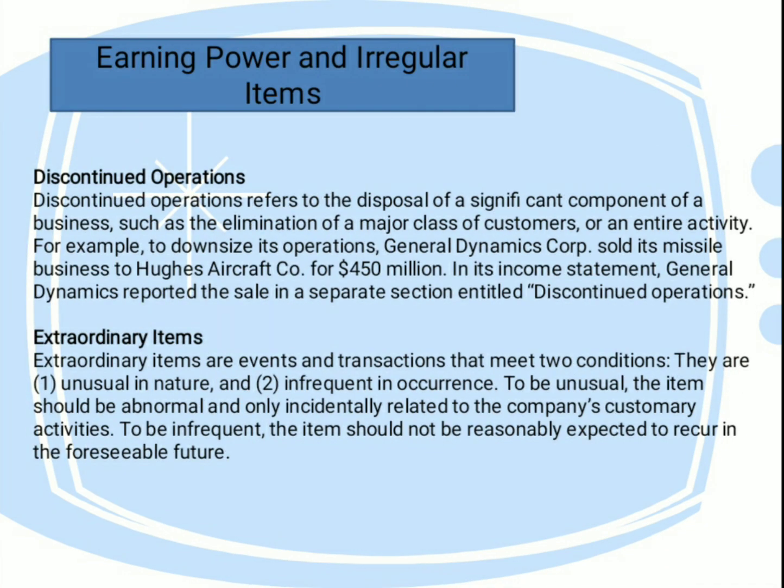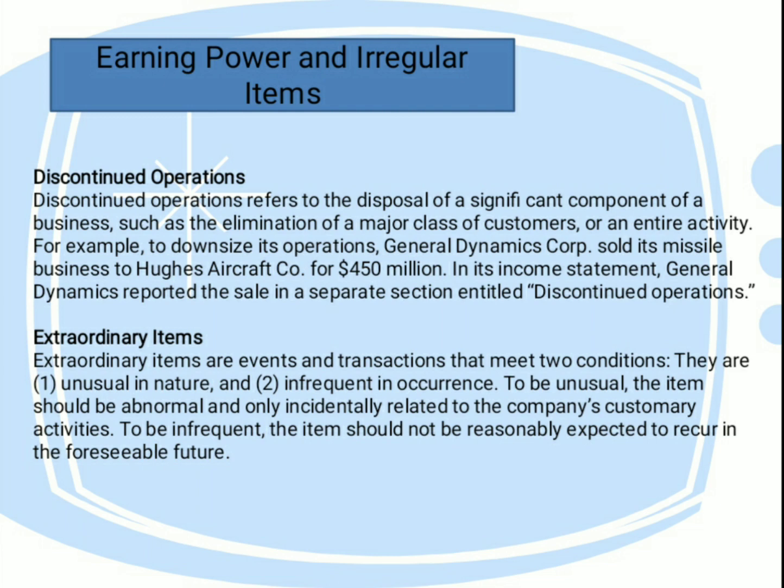Earning power and irregular items. Discontinued operation. Discontinued operation refers to the disposal of a significant component of a business, such as the elimination of a major class of customer or an entire activity.